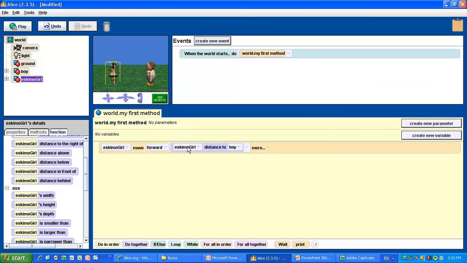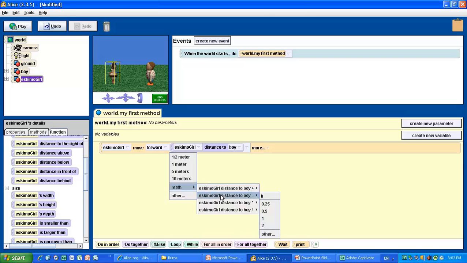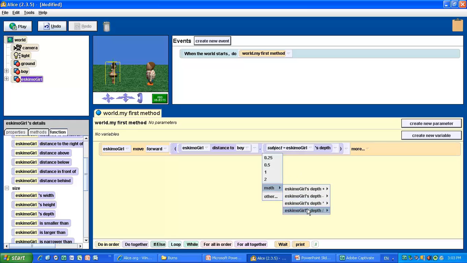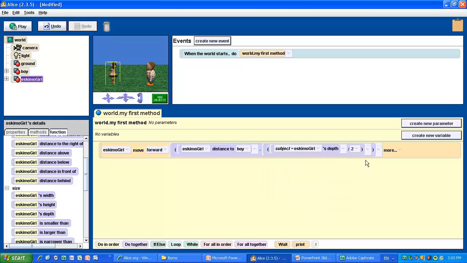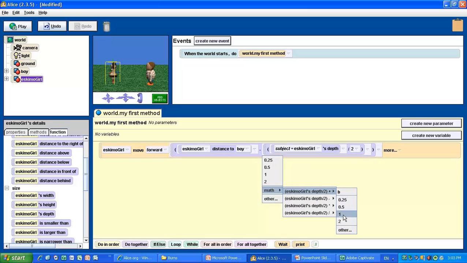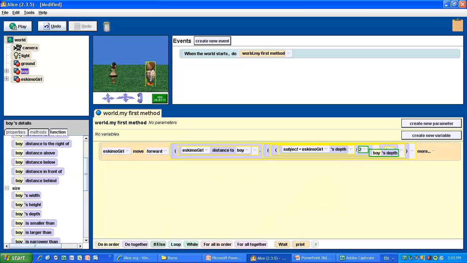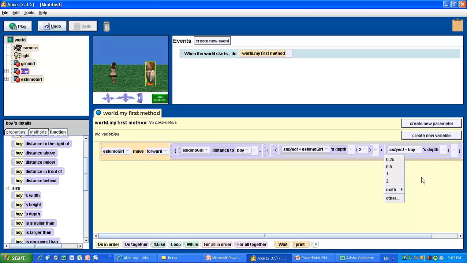So instead of moving the entire distance to the boy, I'm going to move the distance to the boy, and do some math here, minus the girl's depth divided by 2. And do that plus the boy's depth divided by 2.